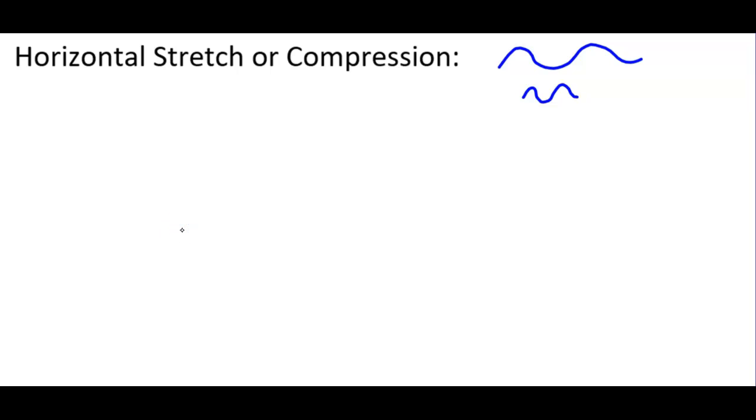So if you have g of x equaling f of, and now that multiplier is coming in, I think a lot of times they use a b there.